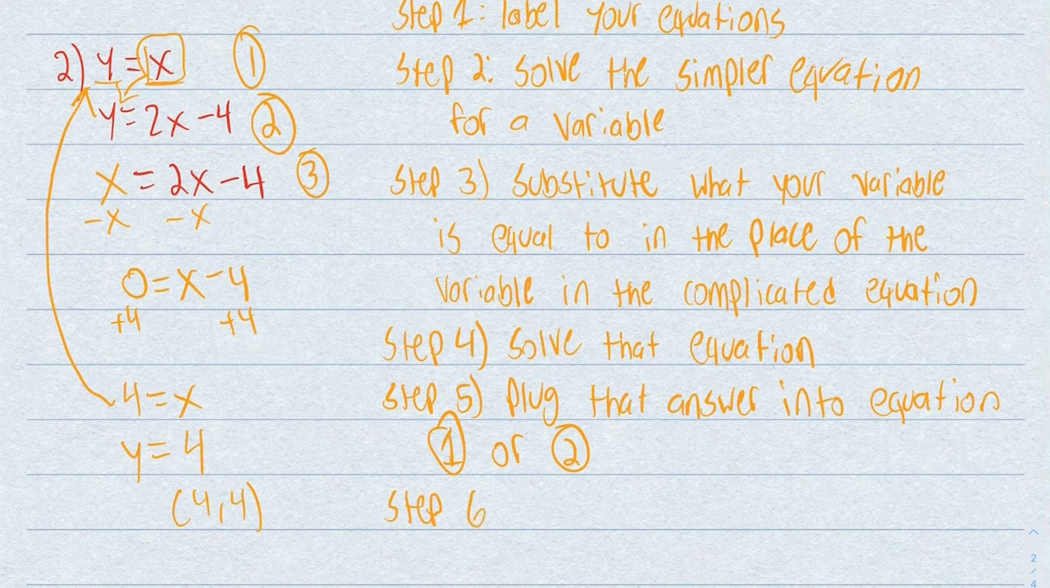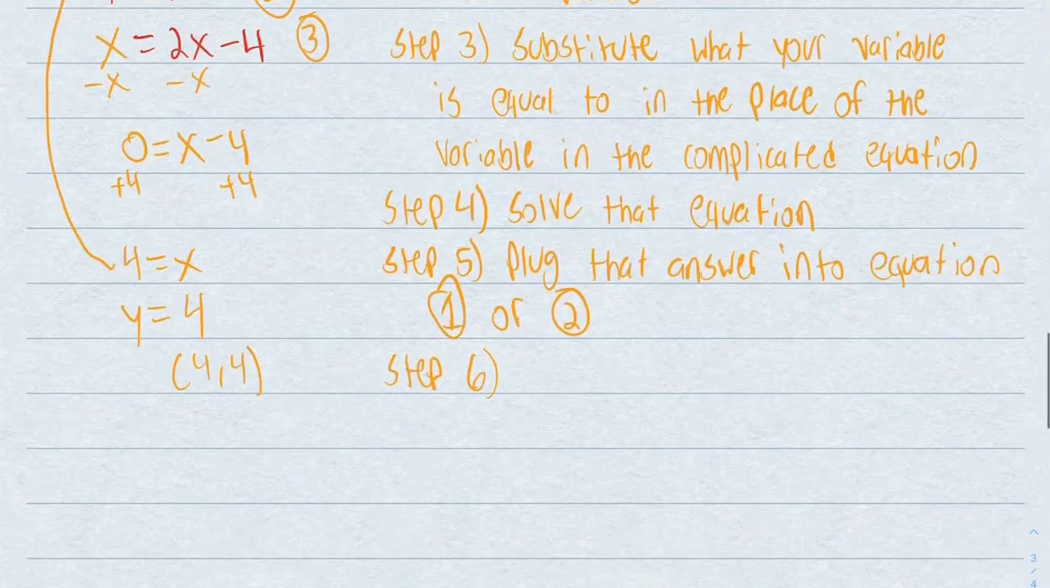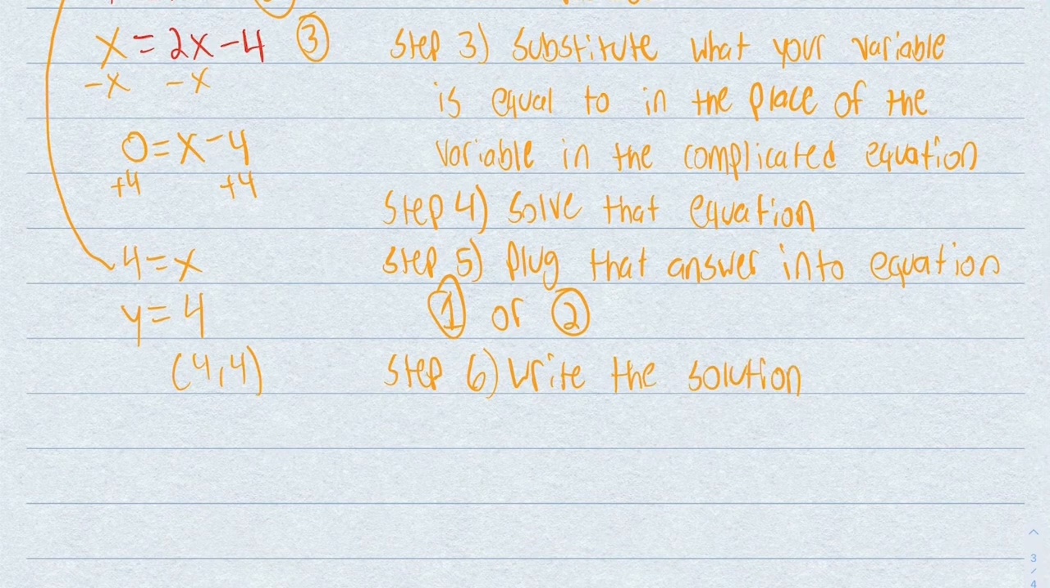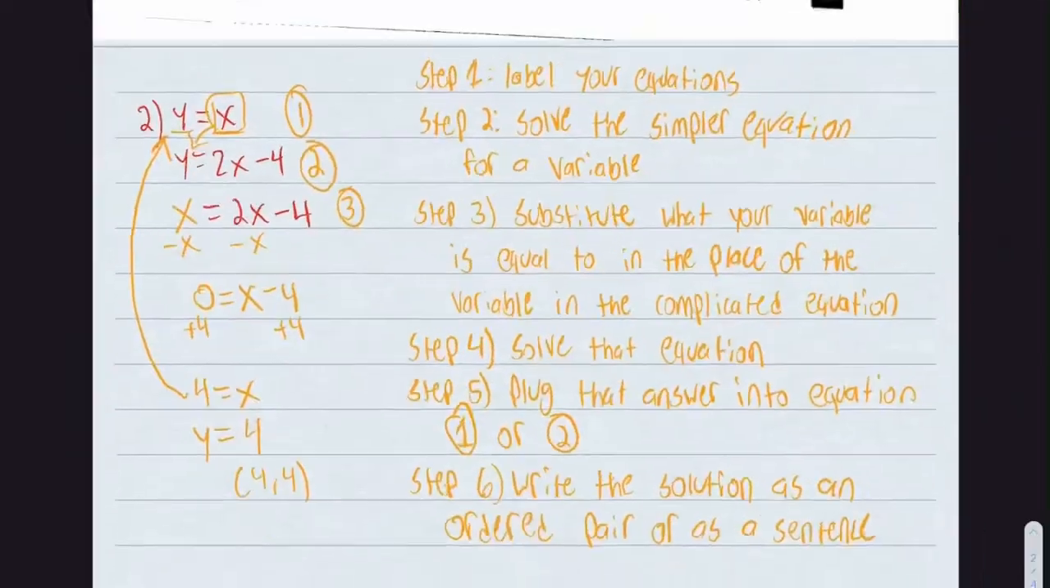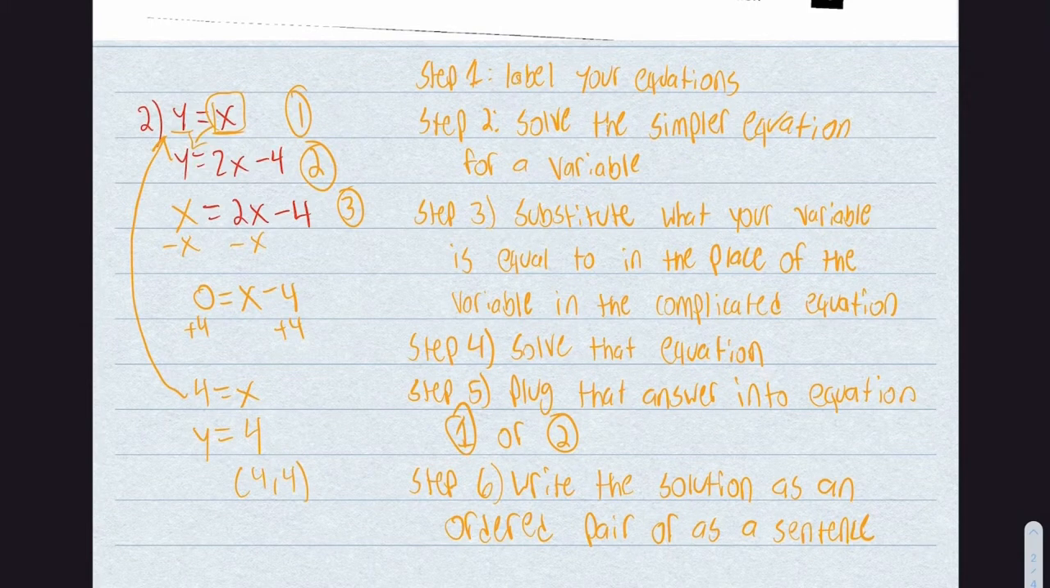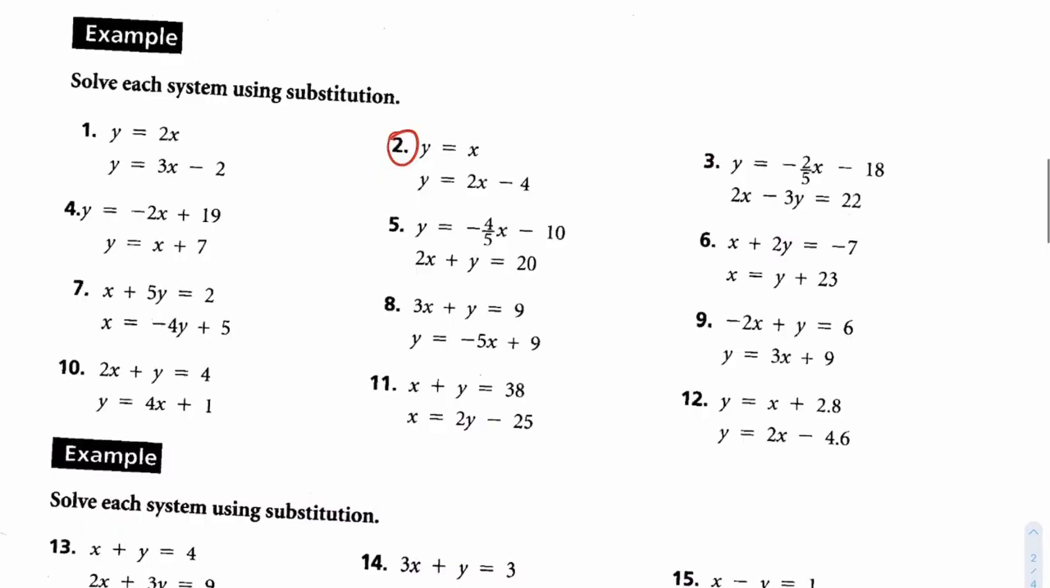Step 6, write the solution as an ordered pair or as a sentence. You can either write these steps down, all of them right now, or you can come back to this later after you've done a few more examples and then write it down at the end. But let's do another example together. The next one we'll do is one that's going to be similar to that. Let's do number 11. We'll do number 11 next.